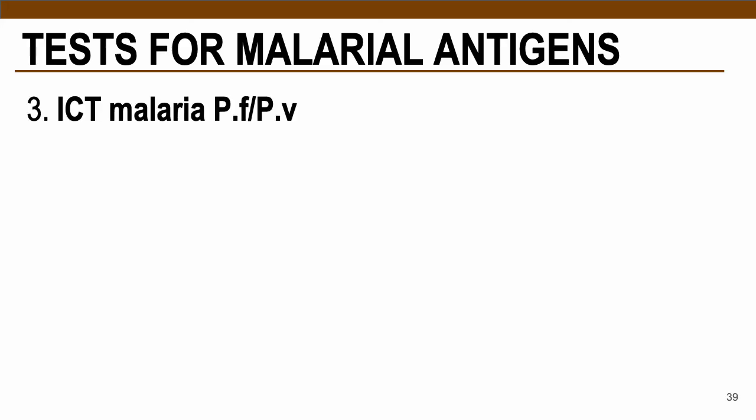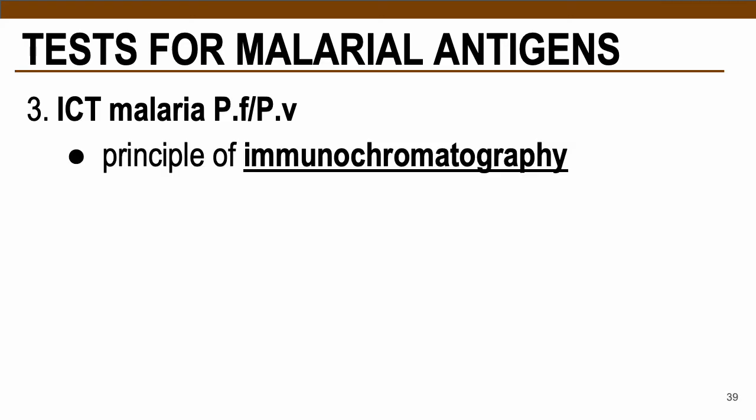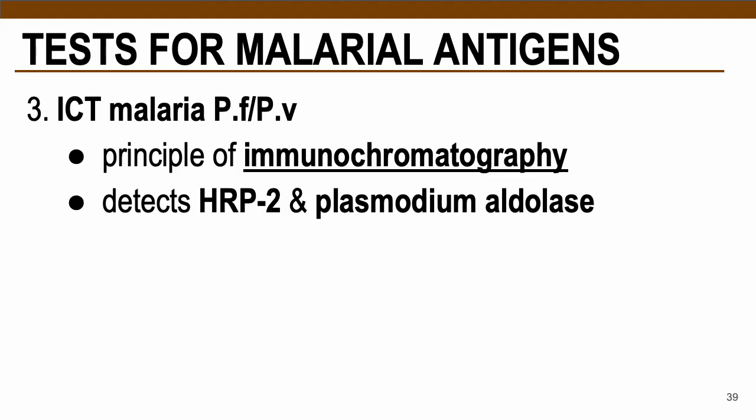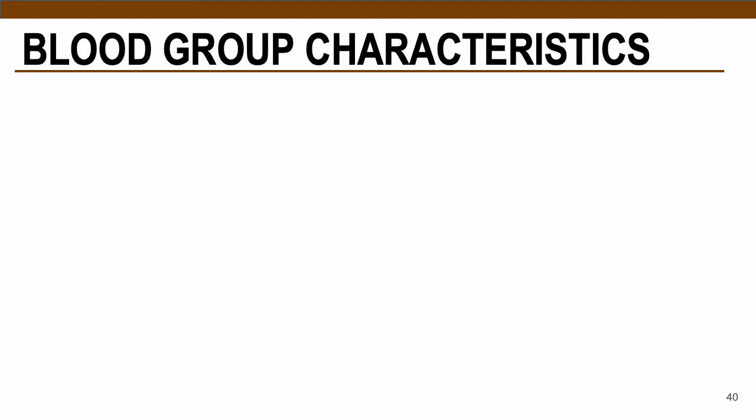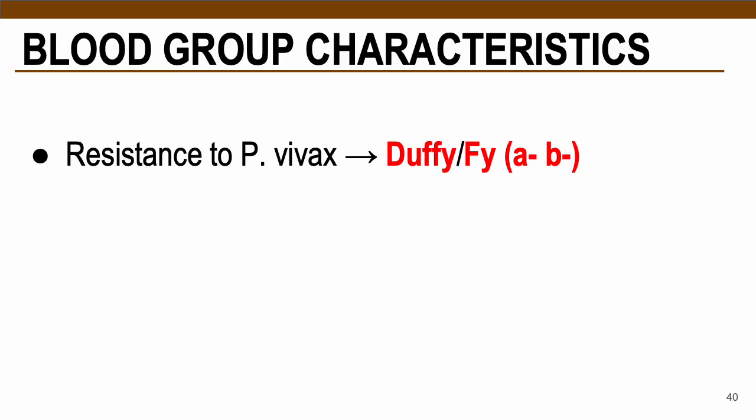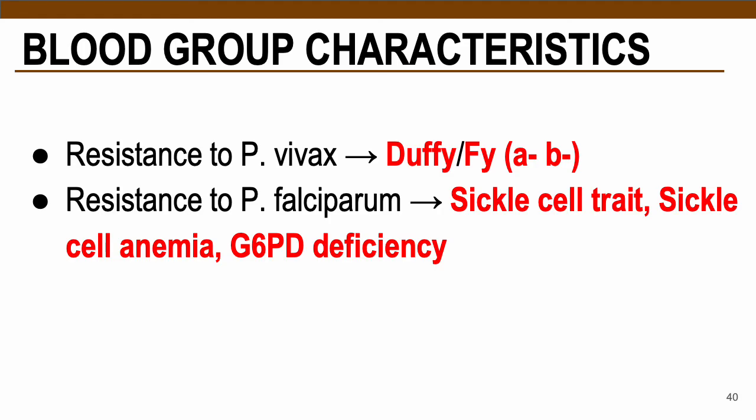So lastly, we have ICT malaria PF and PV. It stands for Plasmodium falciparum and Plasmodium vivax. This uses the principles of immunochromatography and detects the HRP2 plus the Plasmodium aldolase. This is more unique because of the aldolase, and the presence of 2 lines connotes P. vivax and 3 lines P. falciparum. This is just nice to know, but people with Duffy negative blood are usually resistant to P. vivax infection, while people with sickle cell trait, sickle cell anemia, and G6PD deficiency are resistant to Plasmodium falciparum infections.